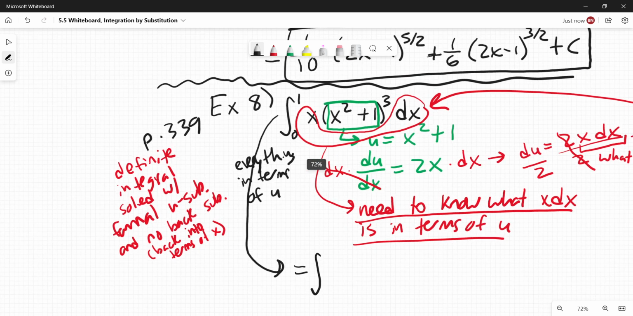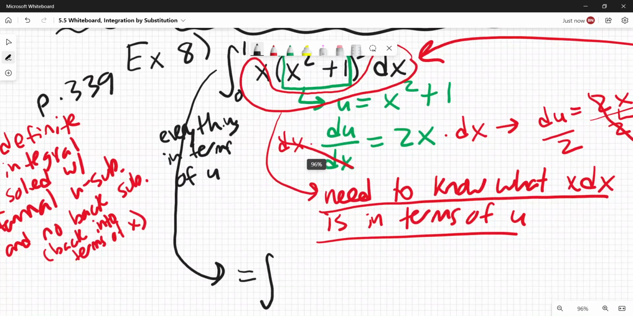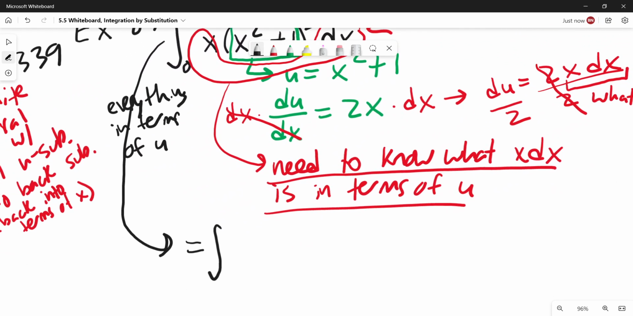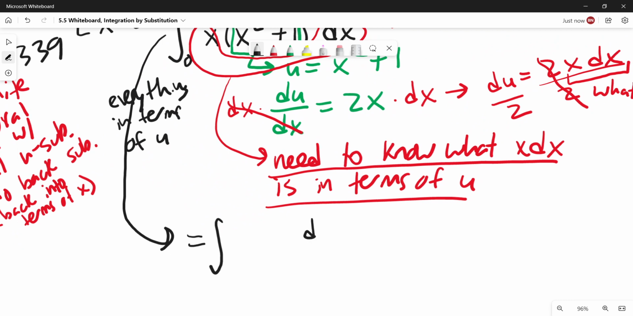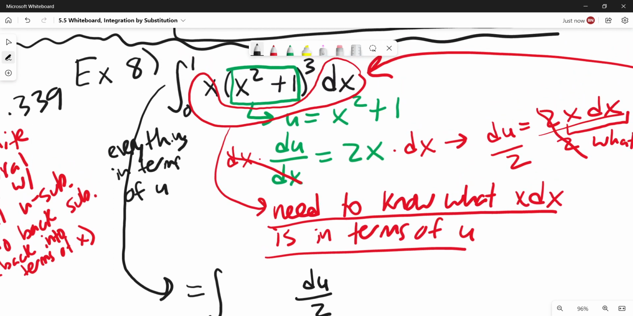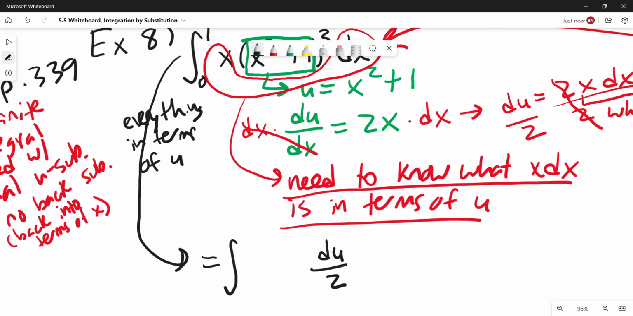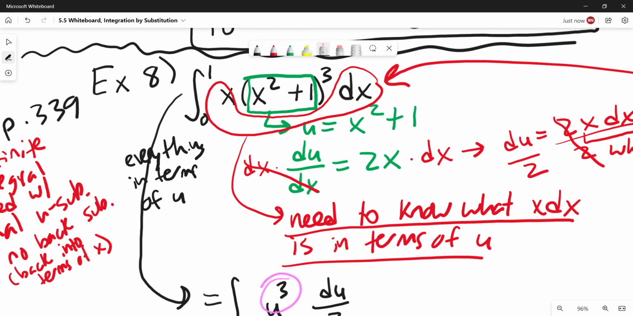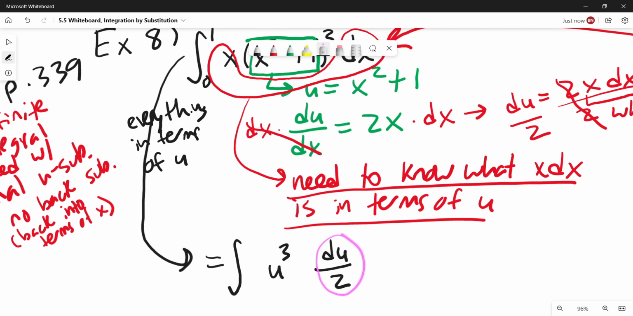So the x dx became du over 2. So I'm going to write that at the end. Du over 2, that's the whole x dx. X squared plus 1 is equivalent to u, so I can rewrite that as u cubed. Hopefully you understand that, right? That this is equivalent to this, and this got subbed out for this du over 2 thing.